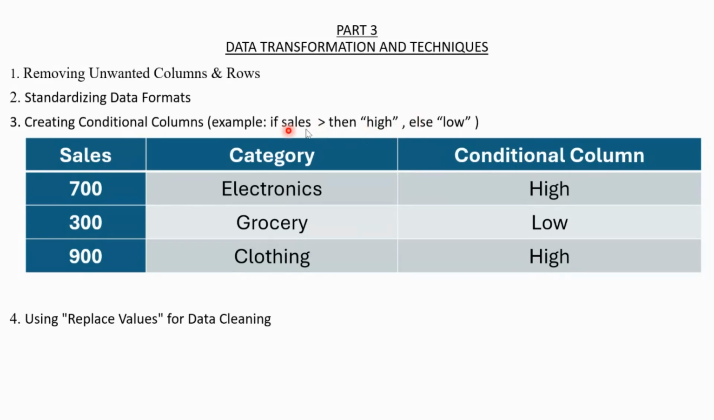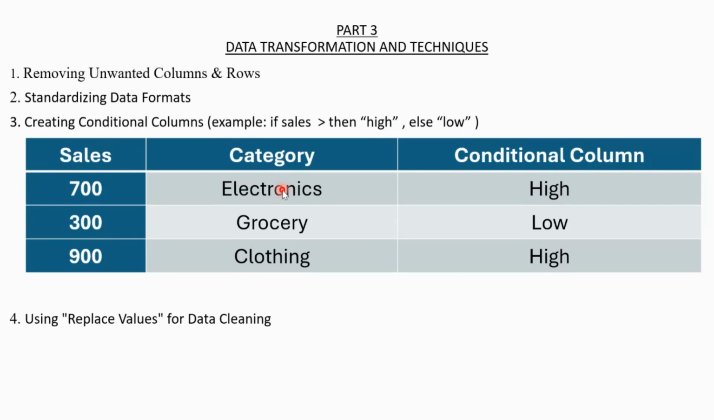If sales is greater than, let's say, 500, make it high, else low. 700 is greater than 500, so the answer should be high. 300 is less than 500, so the answer should be low. 900 is greater than 500, so the answer should be high. That is conditional columns. Don't worry, we get to that as well. We are going to work on that.